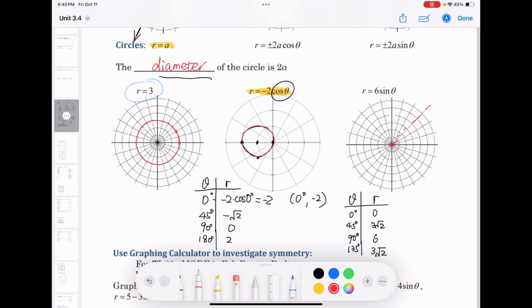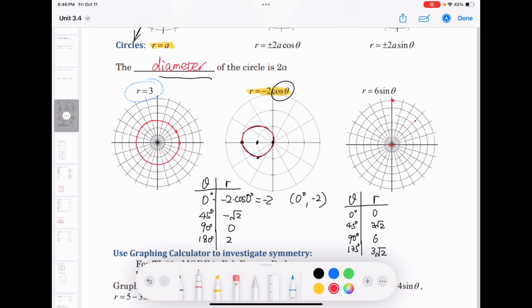And then 3 times square root of 2. So 3 times square root of 2 is about, what is that? Something more than 4. So for example, randomly pick a number: 1, 2, 3, 4. So something about here. And the next point is 90 degrees, which is 6. 1, 2, 3, 4, 5, 6, is a point here.